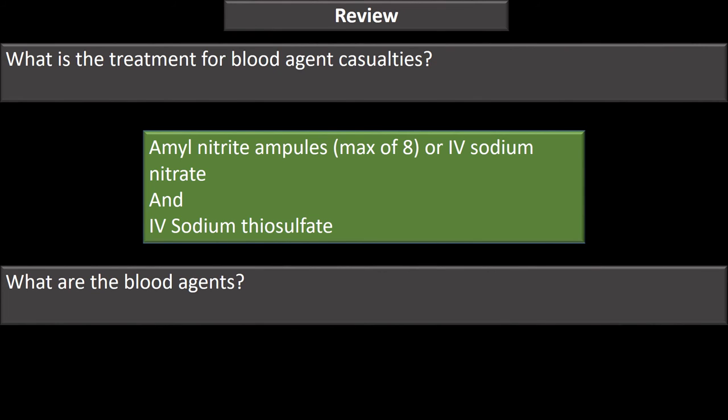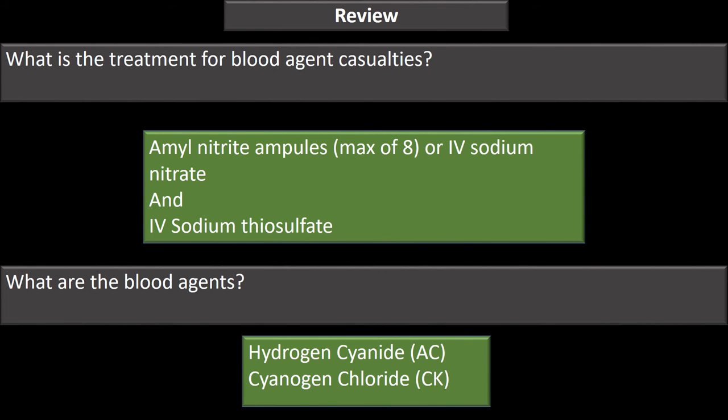What are the blood agents? The blood agents are hydrogen cyanide and cyanogen chloride, AC and CK.